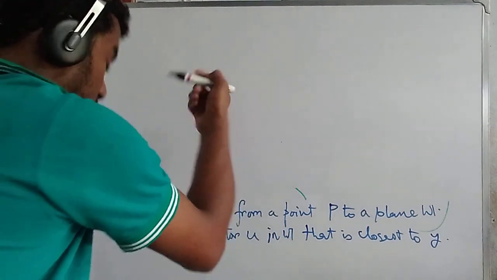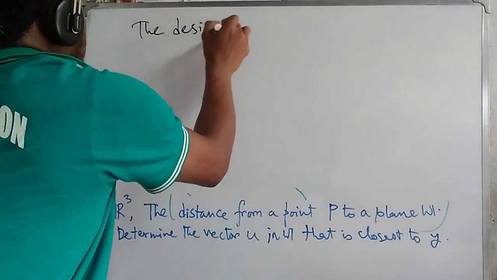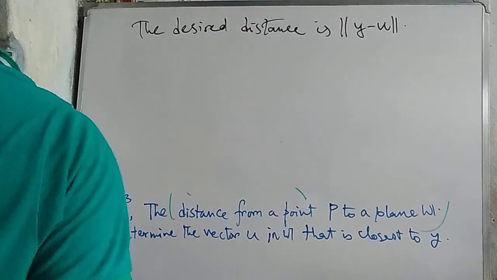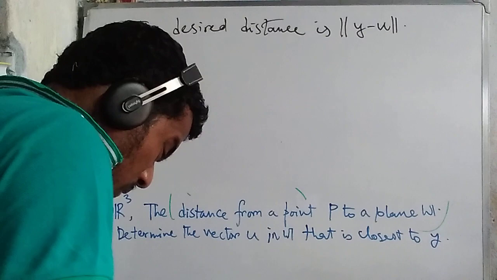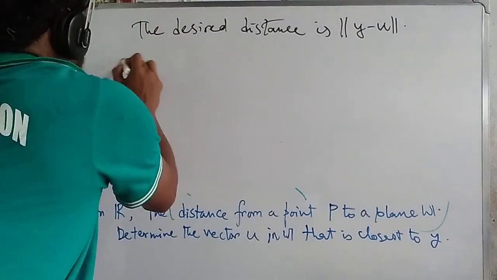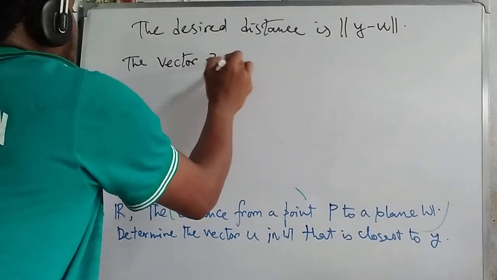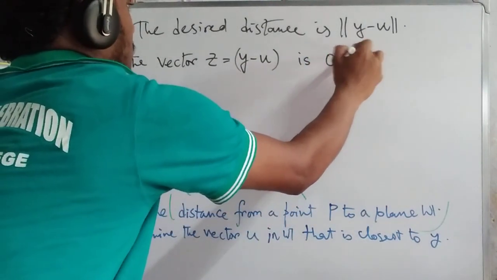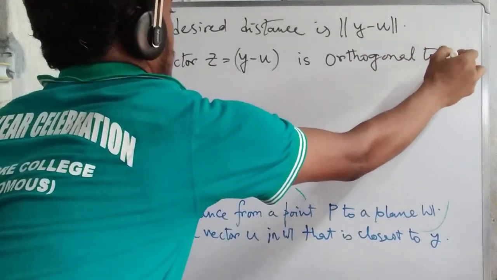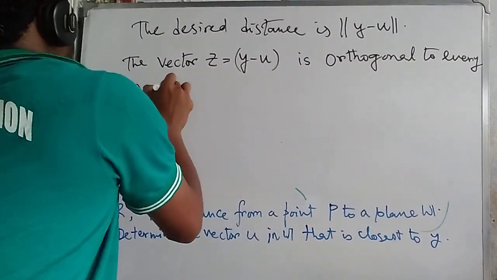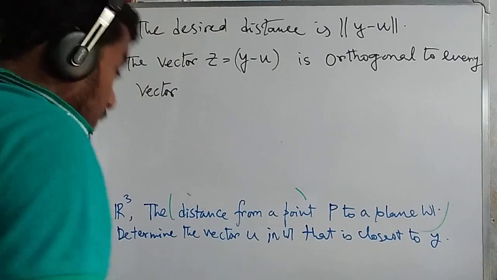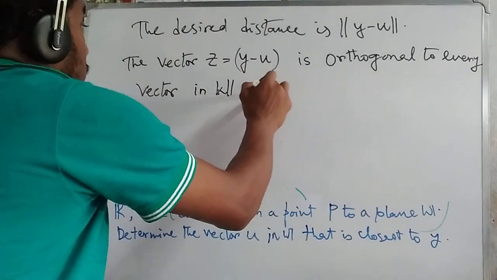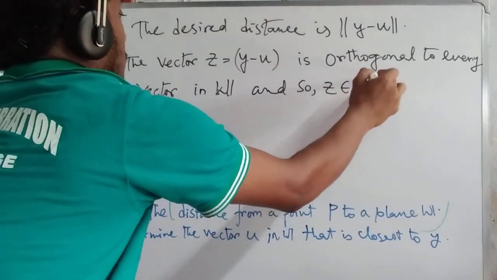The desired distance is the norm of y minus u. The vector z equal to y minus u is orthogonal to every vector in W, and so z belongs to W perp.